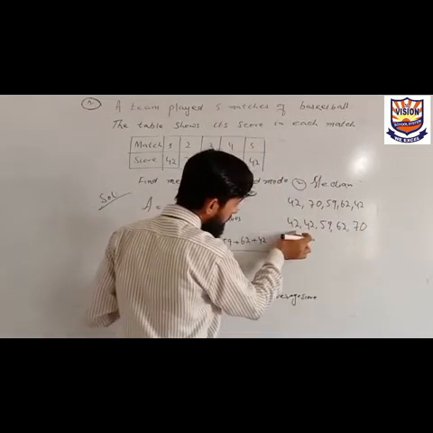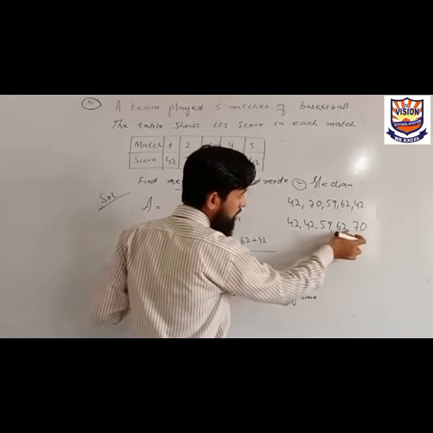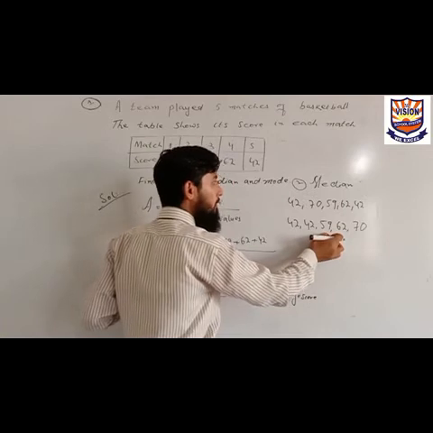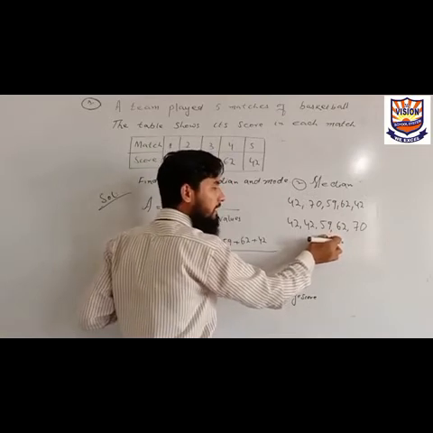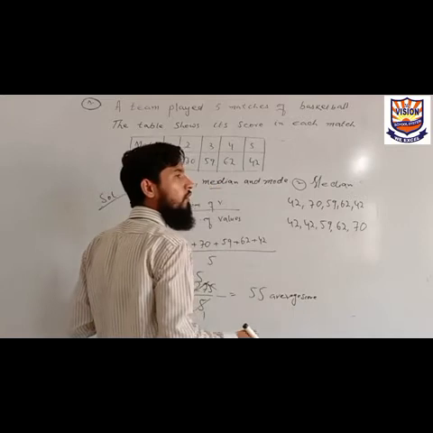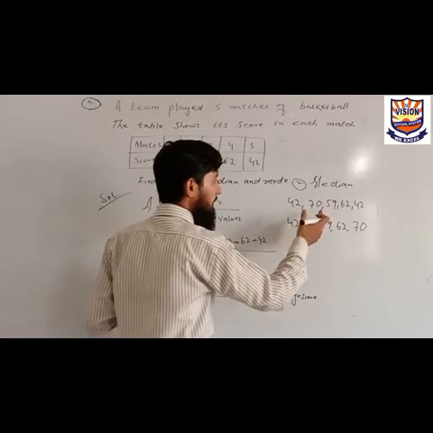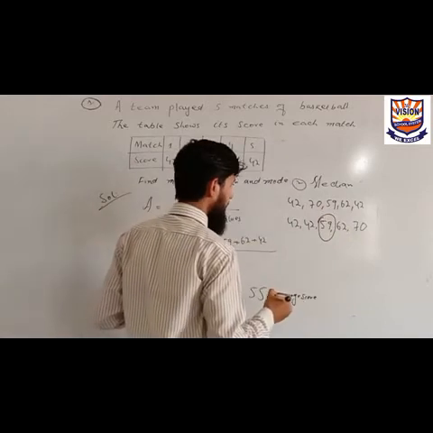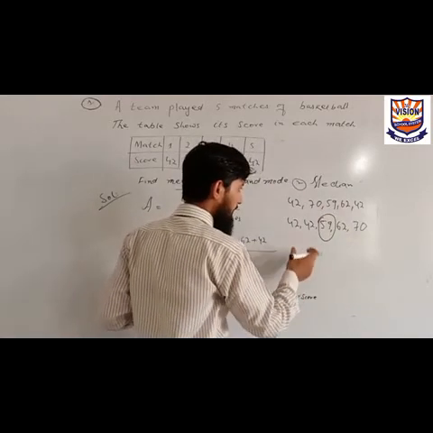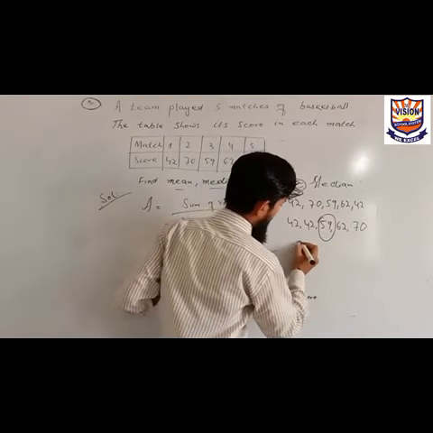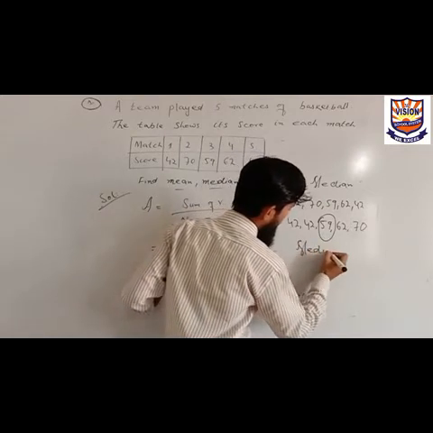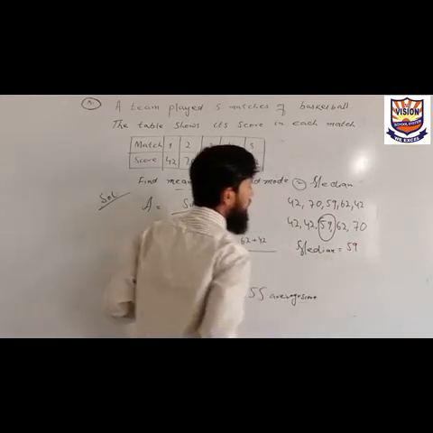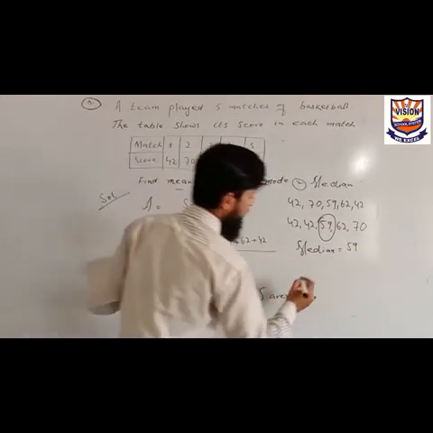We can count, these are 5 numbers, 1, 2, 3, 4, 5. So the third number will be the median, because it is the middle number, and the middle number of any data set is called the median. So here 59 is the middle number, so the median for this data set is 59.